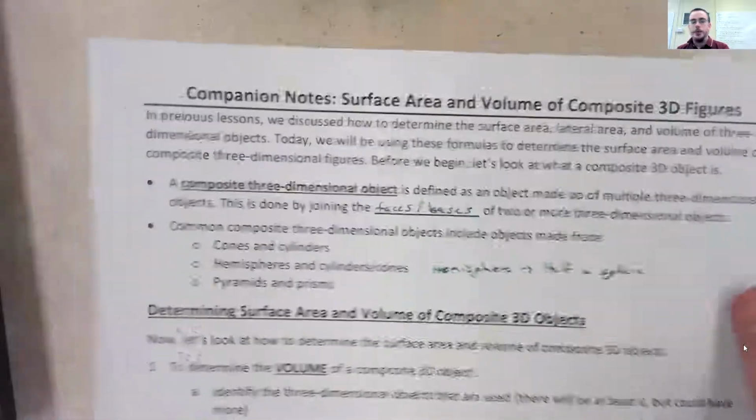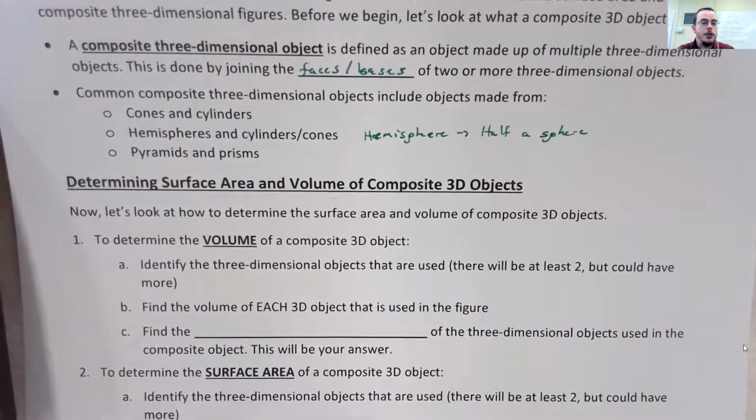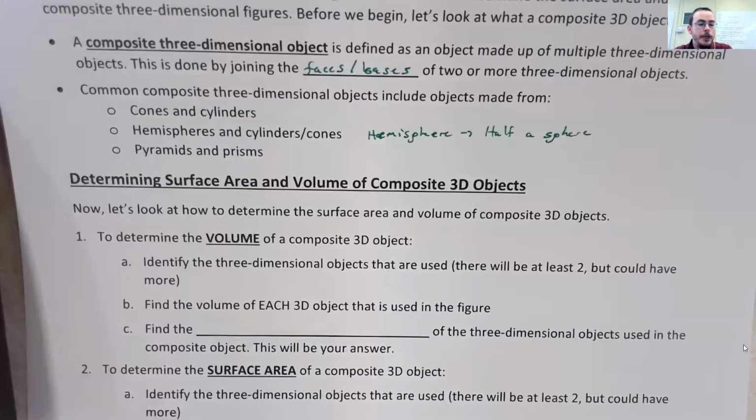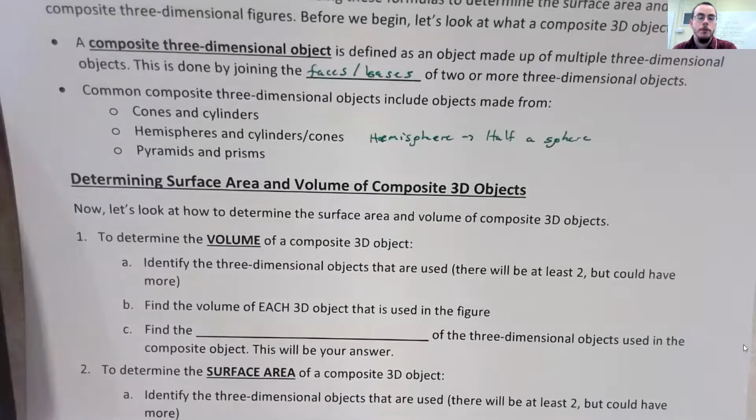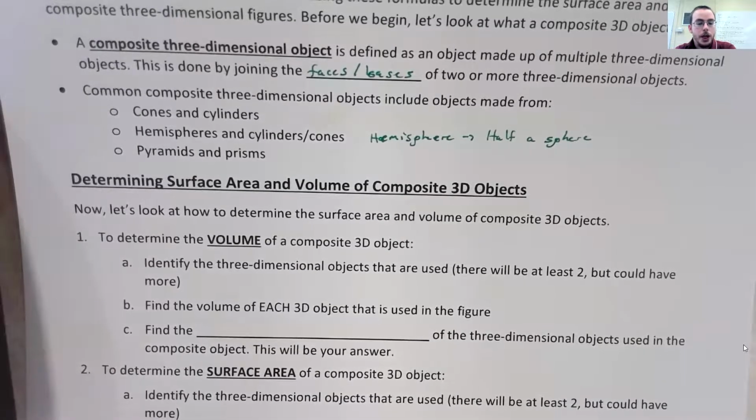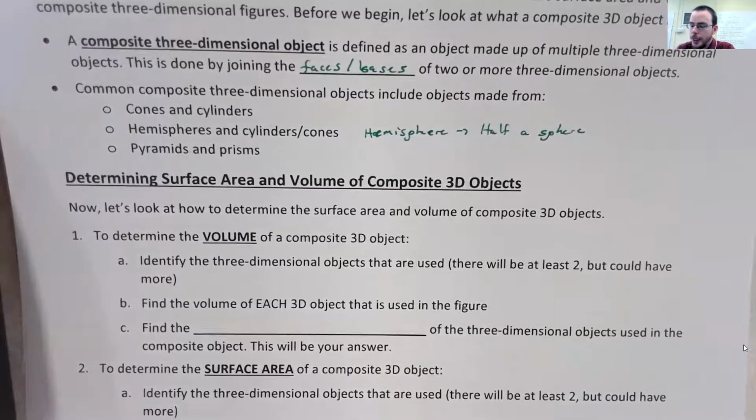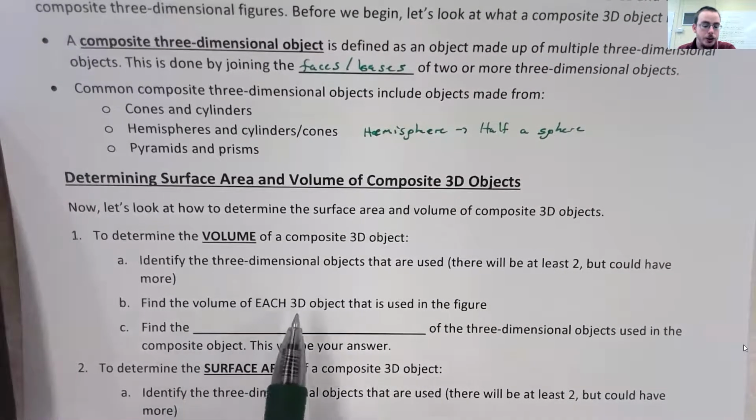So how are we going to determine the surface area and volume of composite 3D objects? Well, to determine the volume, the first thing we have to do is identify the three-dimensional objects that are used in the figure. That's always important because that lets us determine what formulas we need to use to determine the volumes. The next step is to find the volume of each 3D object used in the figure. If you have 2 3D objects in the figure, you're going to find 2 different volumes. If you have 3, you're going to find 3, and so on and so forth.